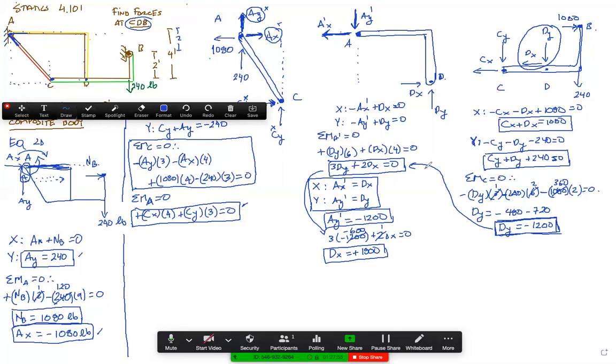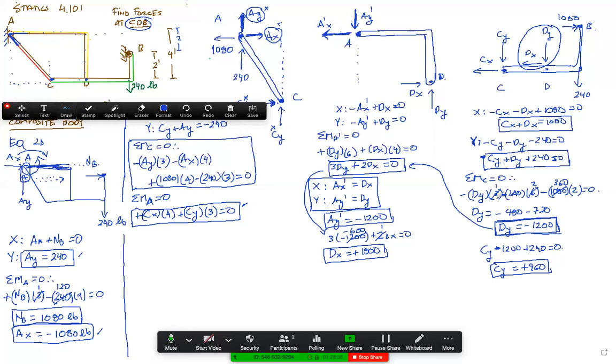Well, let's see what else we can get from here. From here, I forgot about this part: CY plus DY plus 240. Here I'm going to get CY minus 1200. I need to respect this sign, not just in this set of equations, but in all of the equations: minus 1200 plus 240 equals 0. Therefore, CY equals plus 960 pounds. So the puzzle is beginning to uncover itself. So CY is plus 960. Let's see what else.